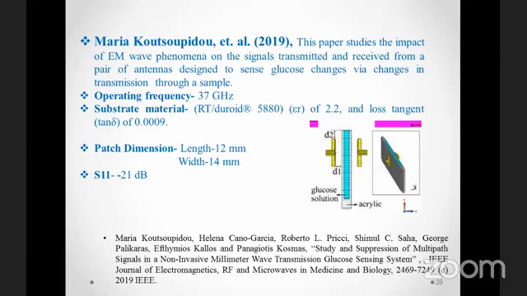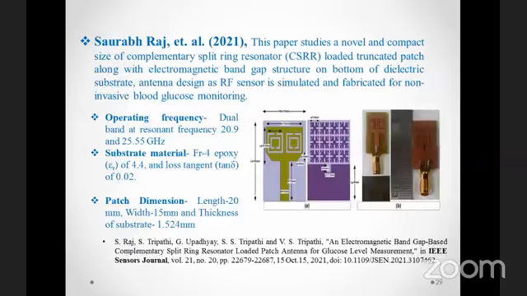Maria has developed another antenna. This is a paper from our group. Saurabh Raj has developed an antenna in which a split ring resonator is loaded on a truncated patch for better gain. And this could measure with sufficient accuracy. They have designed and fabricated this antenna.